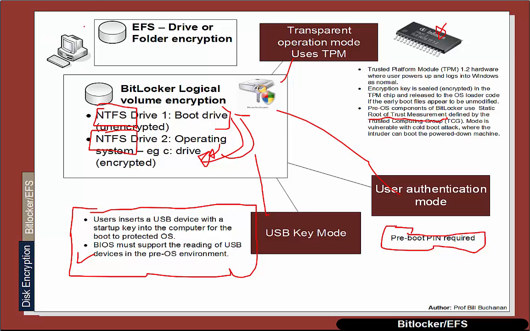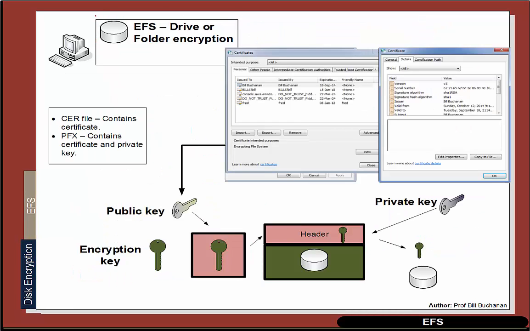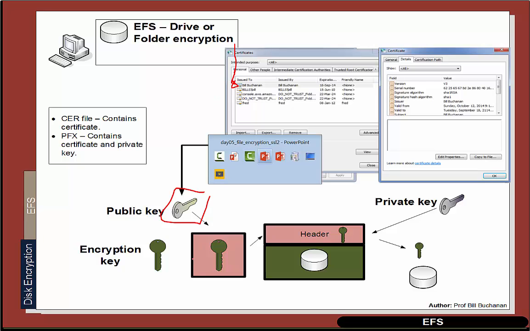The other method that we have is the encrypting file system that will perform drive or folder encryption. We'll have a look at that in a little minute. With the encrypting file system, what we have is a key pair, a public and a private key, and that's stored in your certificate store on the machine. So here that we are here, and what I'll do is I'll just show you the key store.